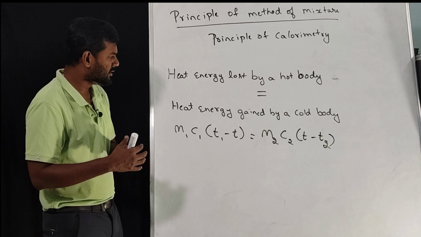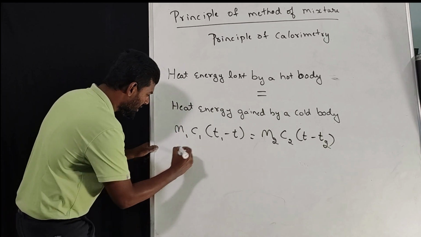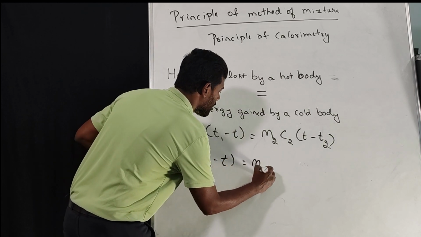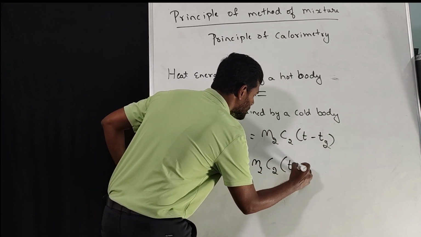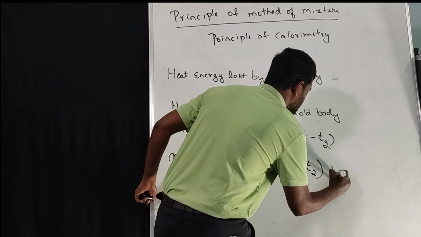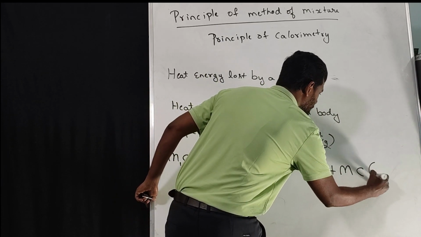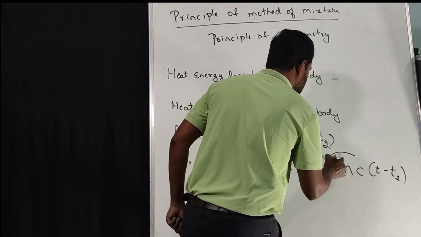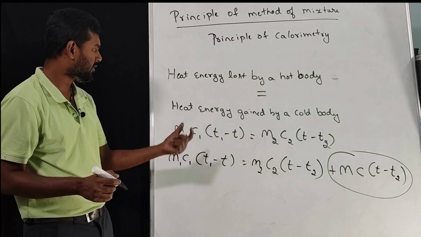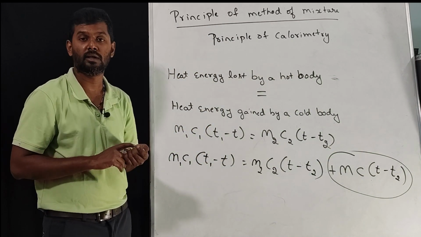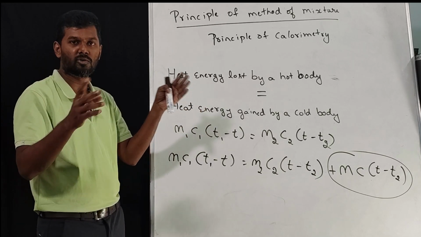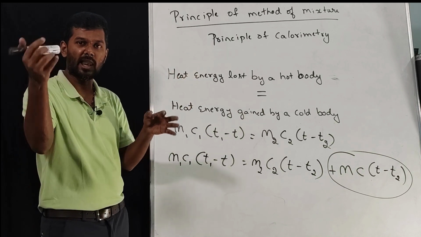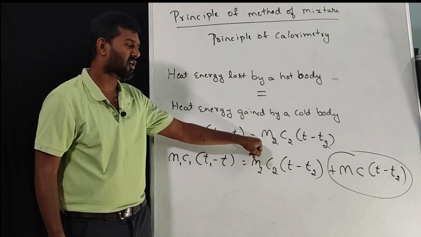Now assume we are going to add one more thing to the same formula, in a different condition: plus m c (T minus T2). What is this addition? You have to take this extra term whenever this is done in a calorimeter. If the mixture of two objects is done, most of the time they will not mention the calorimeter, then you have to go with this formula only.